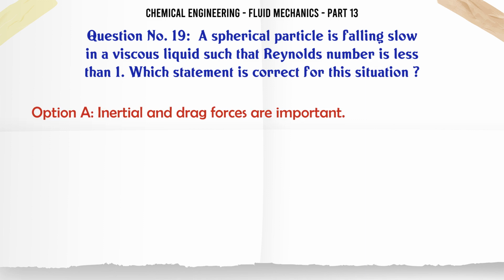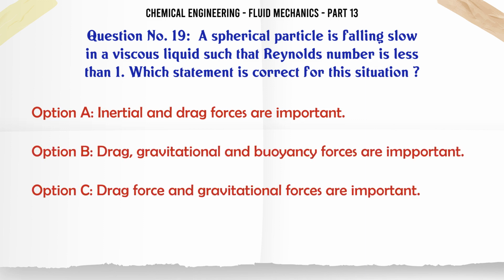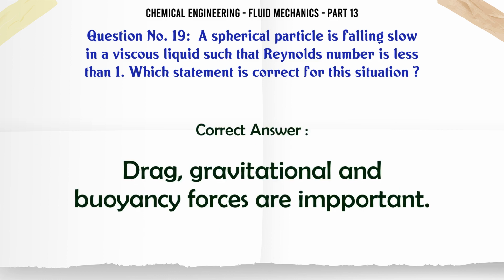A spherical particle is falling slowly in a viscous liquid such that Reynolds number is less than 1. Which statement is correct for this situation? A. Inertial and drag forces are important. B. Drag, gravitational and buoyancy forces are important. C. Drag force and gravitational forces are important. D. None of the above. The correct answer is drag, gravitational and buoyancy forces are important.